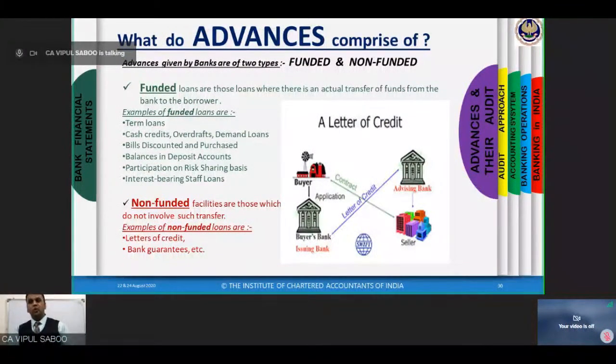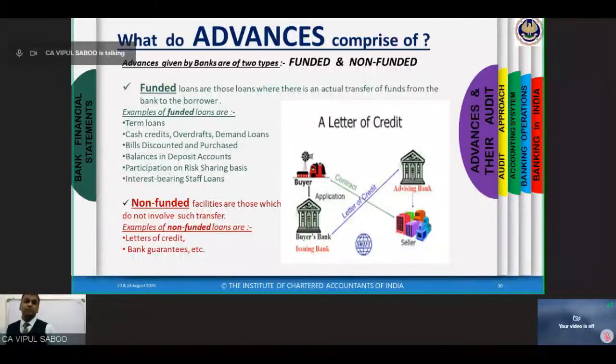A funded loan is a loan where there is an actual transfer of funds from the bank to the borrower. Okay, and examples will definitely do. Let me tell you: term loans, cash credits, overdrafts, demand loans, bills discounted and purchased, balances in deposit accounts, participation on risk sharing basis, interest bearing staff loans. So let us first do what is a term loan.